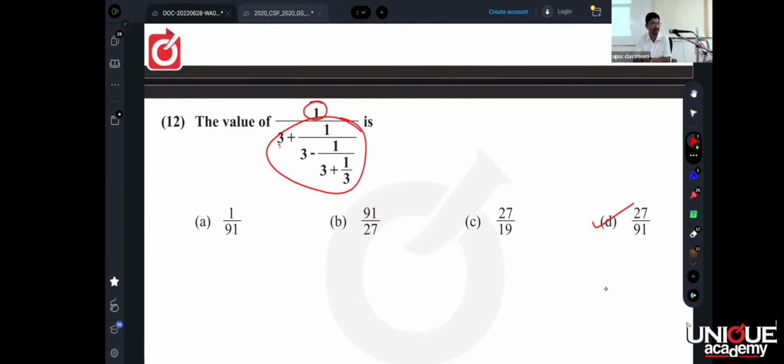So in the end, we are adding 1 by 3 in 3. Integer 3 plus 1 by 3 is 10 by 3, as you know, 3 3s are 9 plus 1. 10 by 3 is a denominator whose numerator is 1. Such a fraction is subtracted from 3. Are you getting it? So for that, what we need to do here, 3 plus 1 by 3 is 10 by 3.